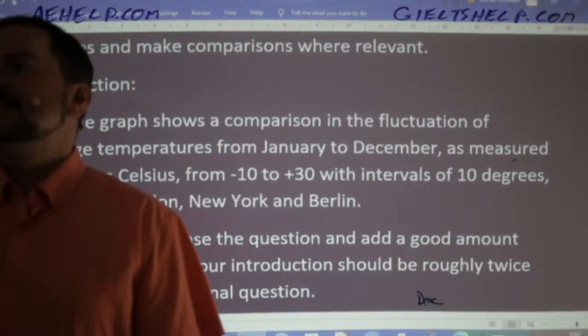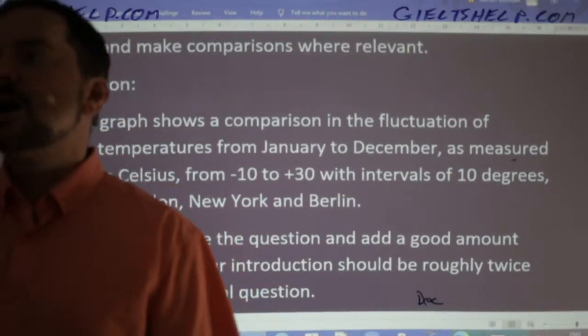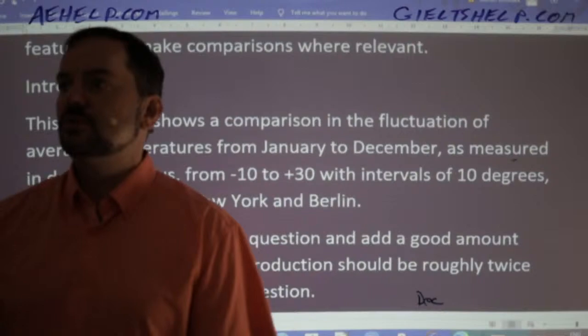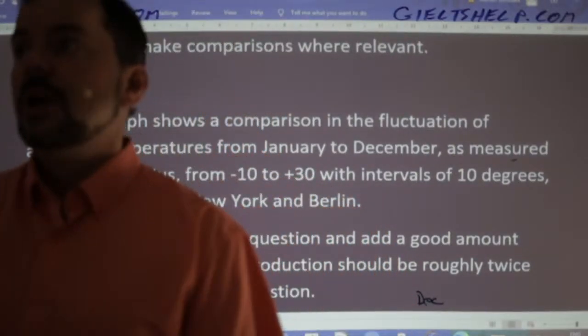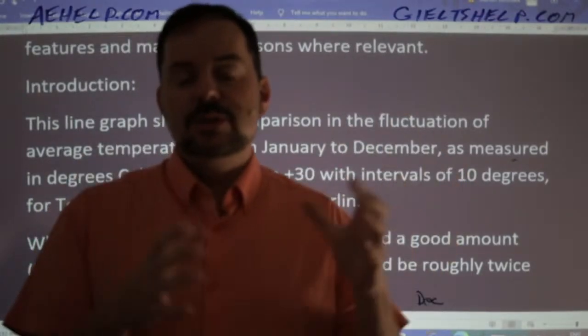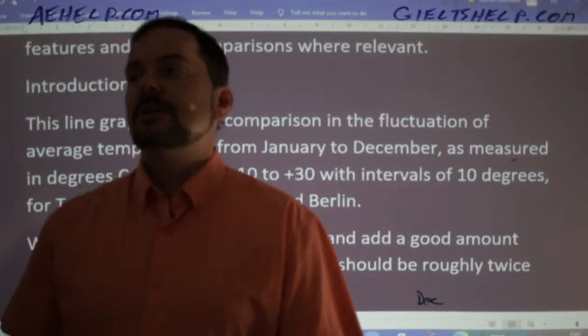Deepika says this line graph depicts the fluctuation of temperature among four cities, Tokyo, London, New York, and Berlin, in 12 months from January to December. Deepika, good. Remember that between is two, among is more than two. So because we have four cities here, it's among and not between.